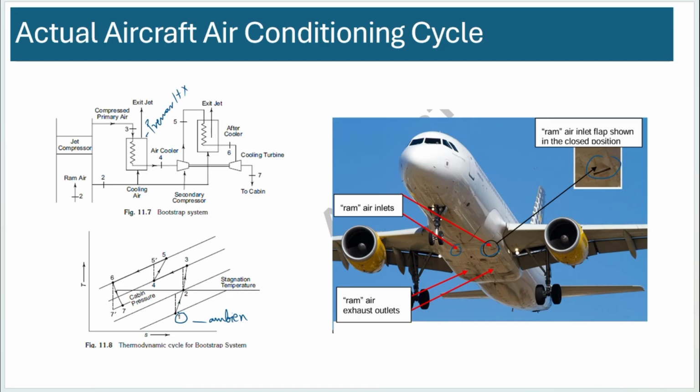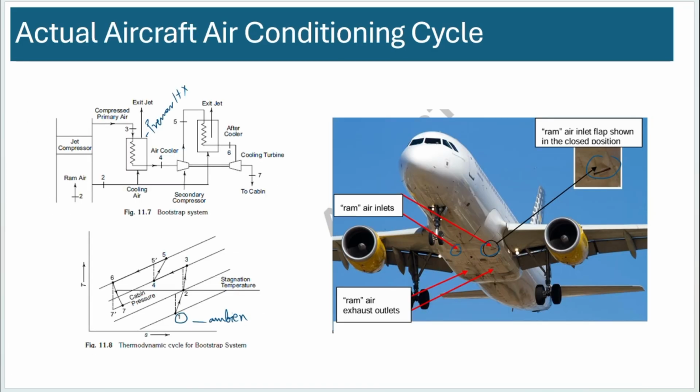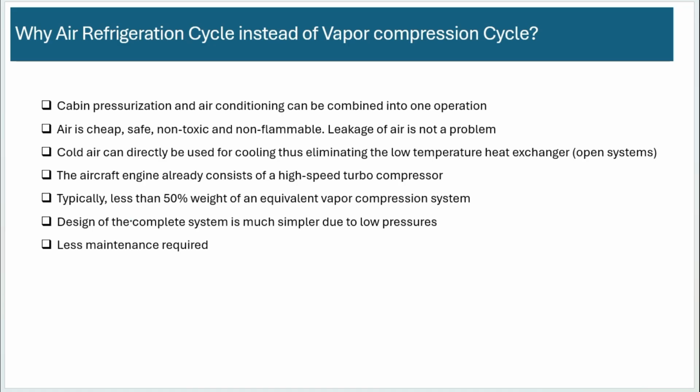So the cycle has multiple compression processes. One is just because the air that's flowing outside the aircraft stops at the intake of the aircraft. There is a ram compression, then compression in the engine, then compression in the secondary compressor. So three compression processes and one expansion process in the turbine. So it's a little bit more complicated than the basic reverse Brayton cycle. All right, so that gives you some idea of aircraft refrigeration system.